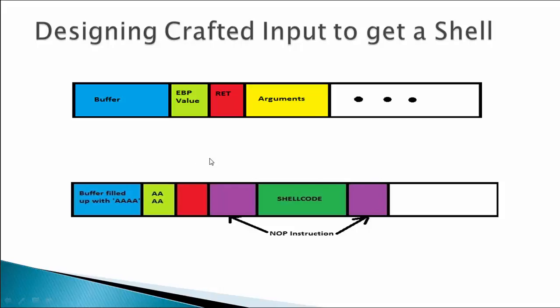Now, what will be the address we put in the location of the return address? It will be the address of the shellcode. For a smoother landing, we can insert the return address at any location within the NOP instructions before the shellcode. So first, our primary task is to find the size of the buffer as well as the EBP value. Okay, let's jump to our lab machine and create the crafted input.